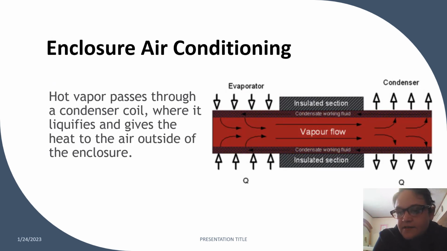All right, here's a picture of the evaporator condenser coil used to regulate temperatures in refrigerators and air conditioners. As the hot vapor passes through a condenser coil, it liquefies and gives the heat to the air outside of the enclosure. This is a really great picture explaining kind of the process of that.